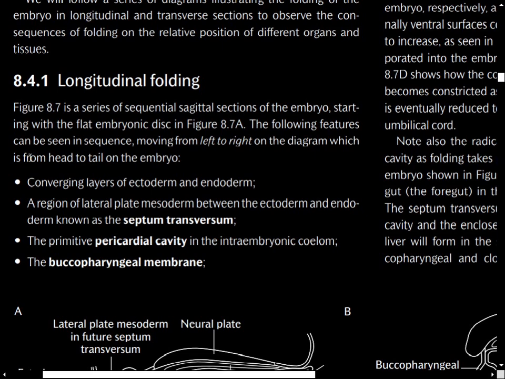Longitudinal folding: a series of sequential sagittal sections of the embryo, starting with the flat embryonic disc. The following features can be seen in sequence, moving from left to right on the diagram, which is from head to tail on the embryo. Converging layers of ectoderm and endoderm.